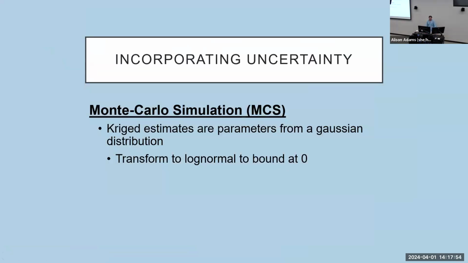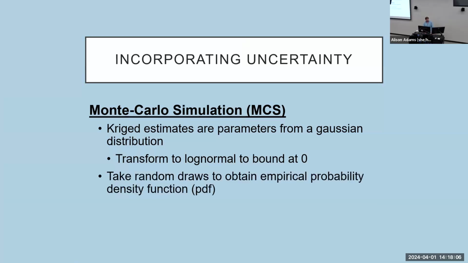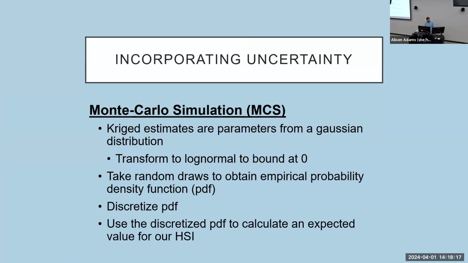So I used the Monte Carlo simulation. You can think about these Kriged estimates as being parameters from a Gaussian distribution. I then transform them to log normal to bound at 0 because our salinity and temperature can't be below 0. However, you could choose whatever distribution you want. Then you take random draws from that distribution to obtain an empirically derived probability density function. You discretize this PDF and then use that to calculate an expected value for HSI.